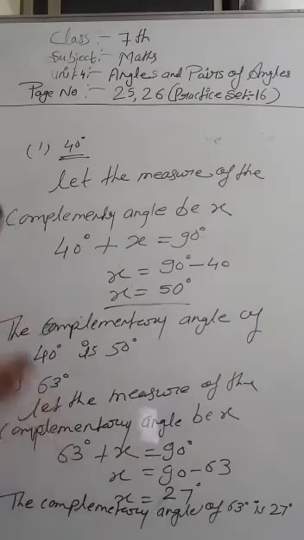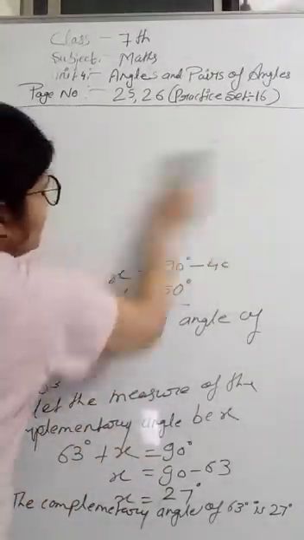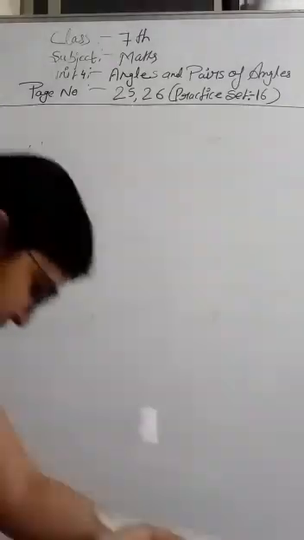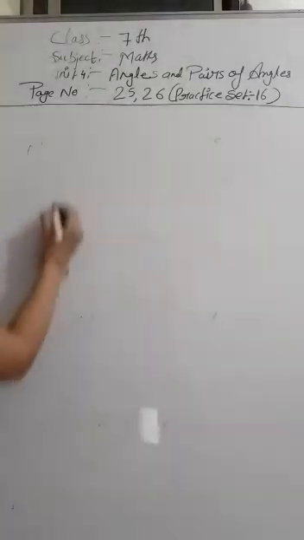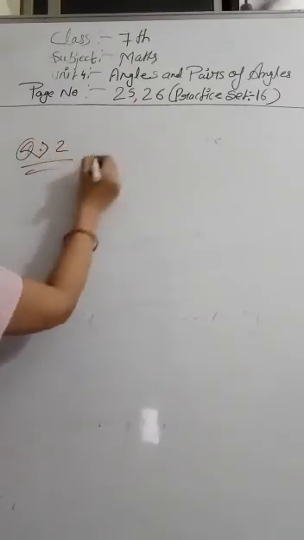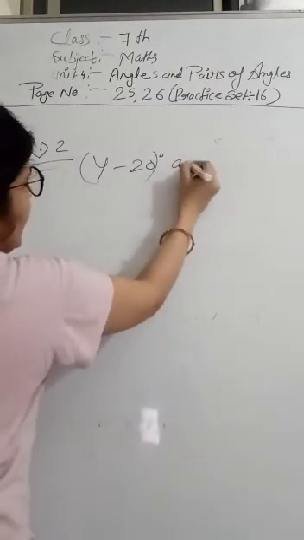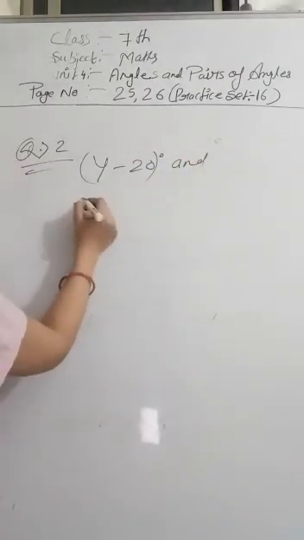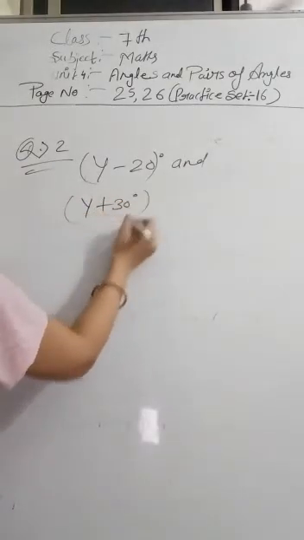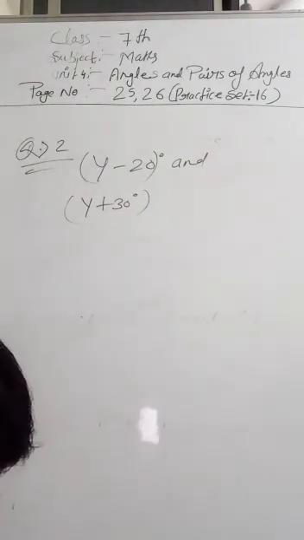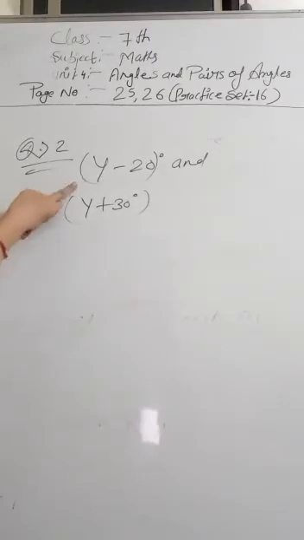Okay, now we will do question number 2. Question number 2 is: y minus 20 degree and y plus 30 degree are the measure of complementary angles. Find the measure of each angle. So we have to find the measure of each angle. Okay, so let's start.